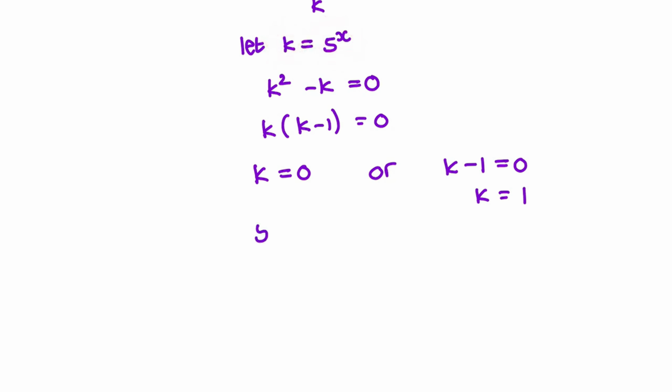So I have 5 to the power of x is equal to 0, or 5 to the power of x is equal to 1. Now, there's no way of writing 0 as 5 to the power of something. So there is no solution on the left-hand side. But on the right-hand side, I can rewrite 1 as 5 to the power of 0. So I'm writing 1 as 5 to the power of 0, and I can see that x is equal to 0. So therefore, x is equal to 0.